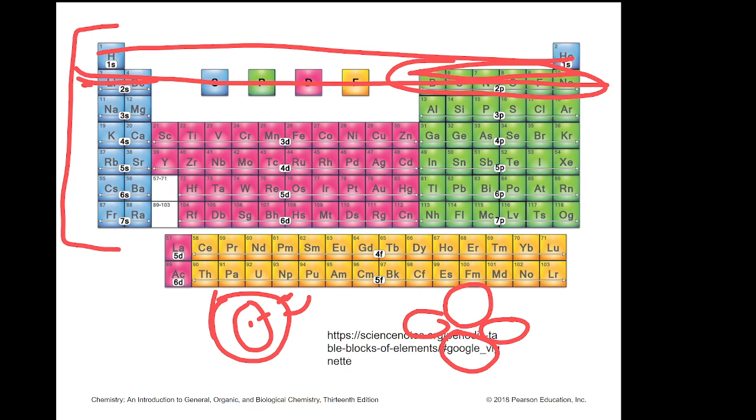Notice there are 6 elements right over here. That's literally filling in those p orbitals. That's why that looks like that.